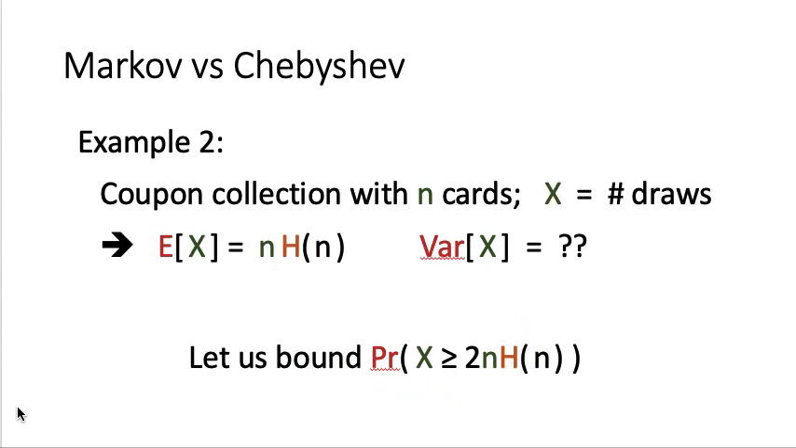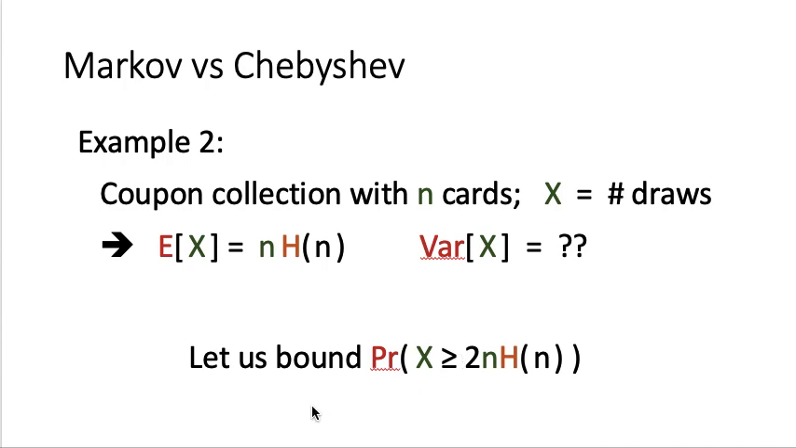Let us also revisit the coupon collector's problem we have studied before. So consider the problem with n distinct cards, and we let X denote the number of draws that we need to get a full collection. Now previously, we have shown the expected value of X is equal to n times the harmonic number H_n. And the variance of X we have not computed yet, so let's leave it blank here. And for this example, we want to bound the probability that X is greater than or equal to 2nH_n, or two times the expected value.